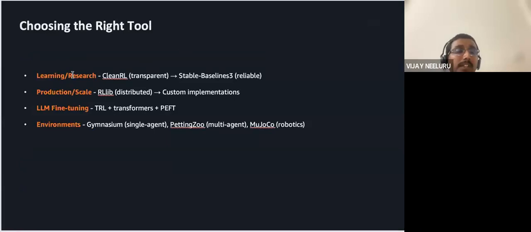For example, for learning or research, you can use CleanRL. For production scale, you can use RLlib. And for LLM fine-tuning, you can use TRL plus Transformers plus parameter-efficient fine-tuning. For different environments, you can use Gymnasium, PettingZoo, or MuJoCo.